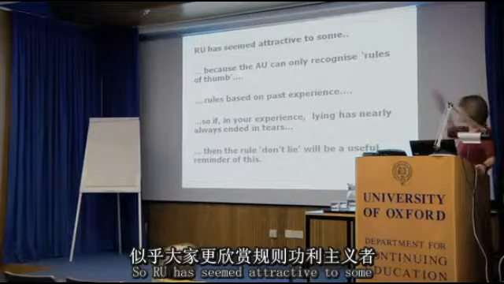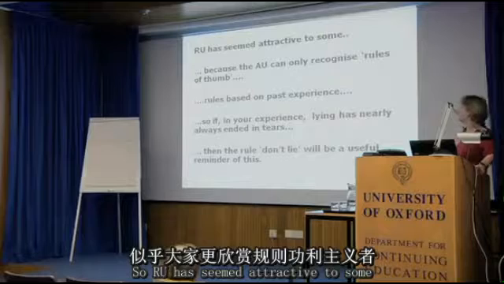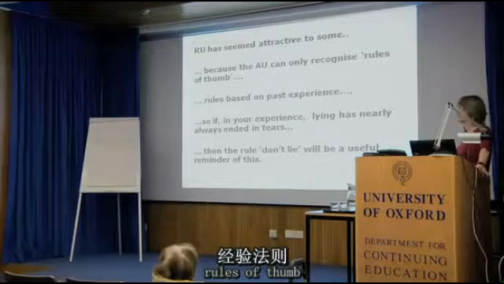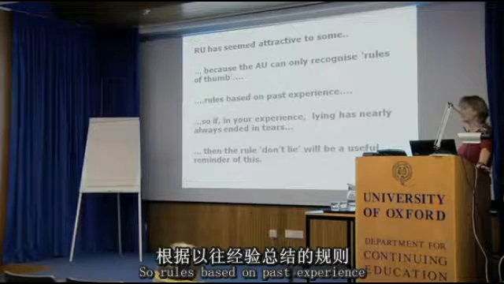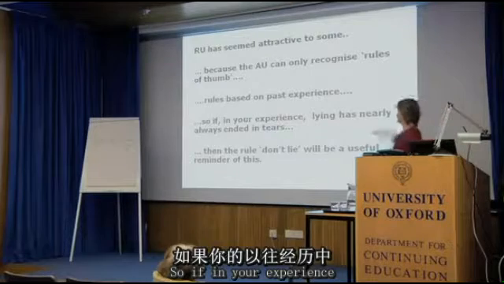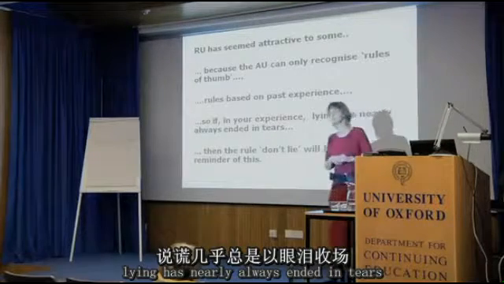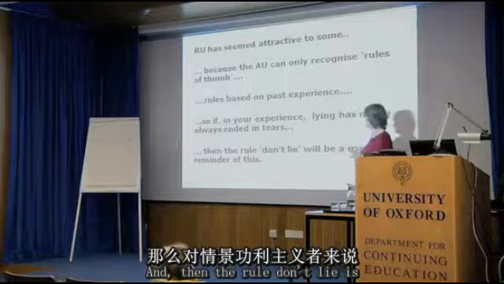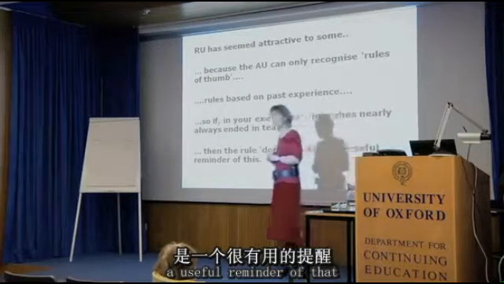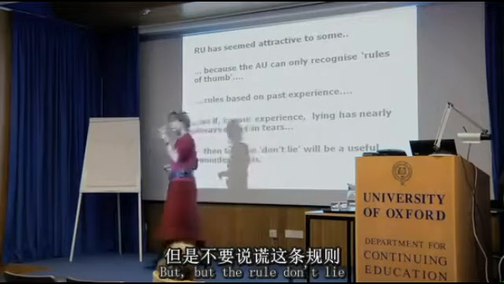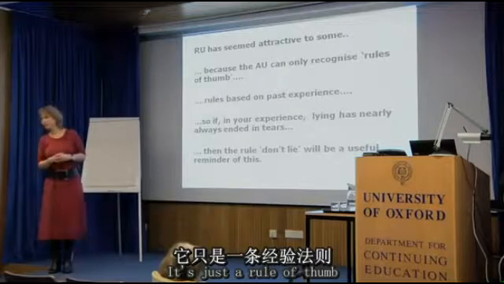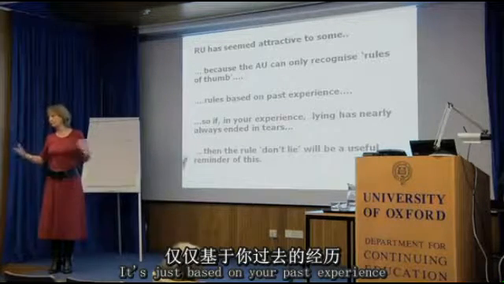So rule utilitarianism has seemed attractive to some because act utilitarianism can only recognize rules of thumb, so rules based on past experience. If in your experience lying has nearly always ended in tears, then the rule "don't lie" is, for an act utilitarian, a useful reminder of that. But the rule "don't lie" has no more status than that. It's just a rule of thumb. It's just based on your past experience.